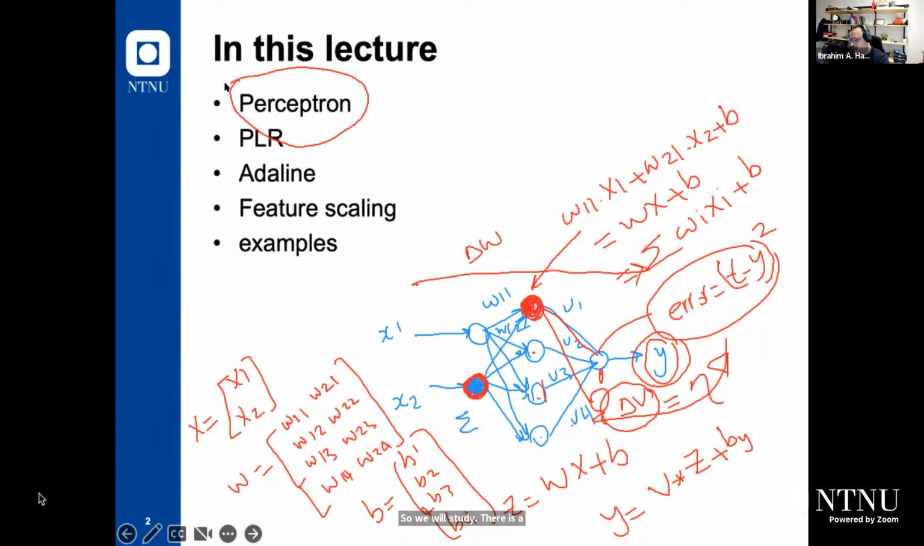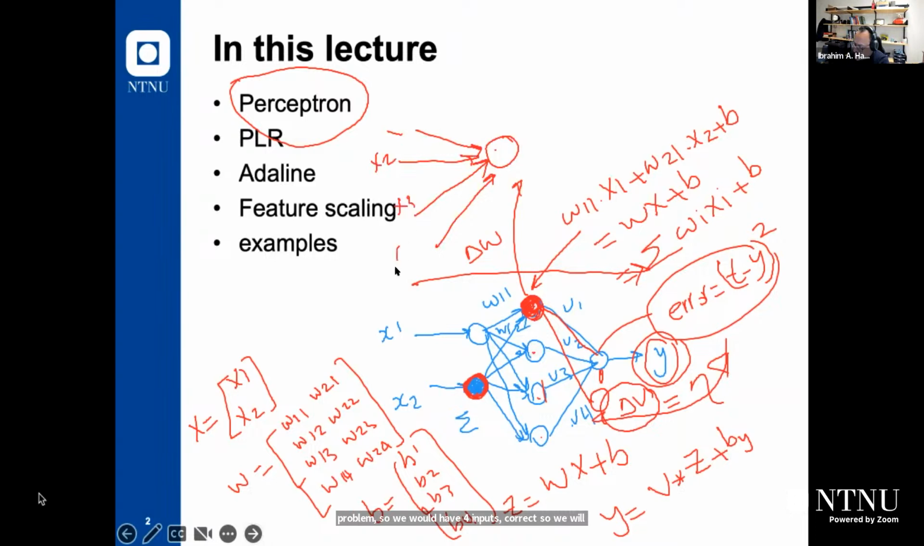And after that, we need to know how we can adjust the weights of this perceptron, because the perceptron is similar to this one. So for the perceptron, we can pick only one unit here. So we will have only one unit, and this unit will be connected to, for example, imagine that we are solving the iris problem. So we will have 4 inputs, correct? So we will have x1, x2, x3, x4.